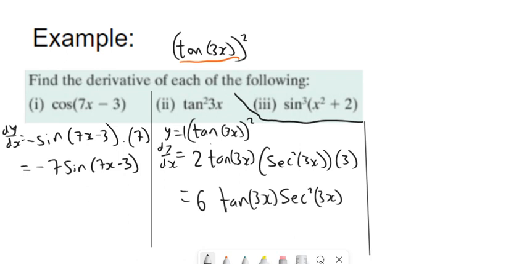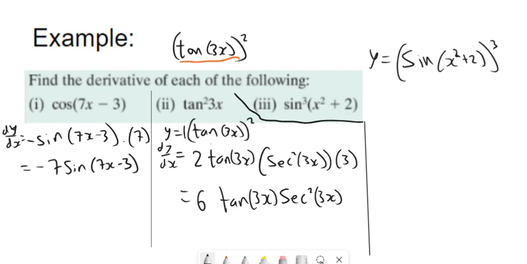So we've got something similar here again. You can see it's being cubed here anyway, so it's sin. So y is equal to sin of x squared plus 2, and that's all being cubed. Because it has a little cubed in there, that means it's all to be cubed.